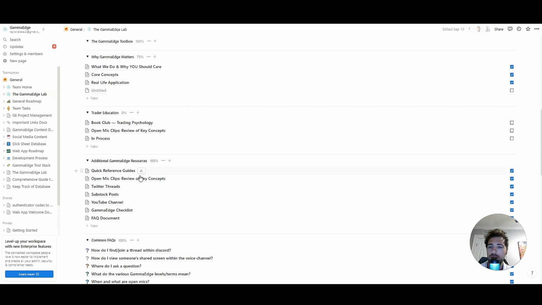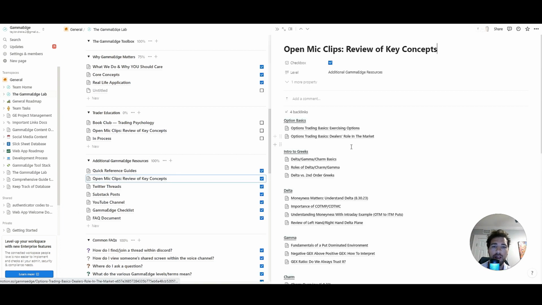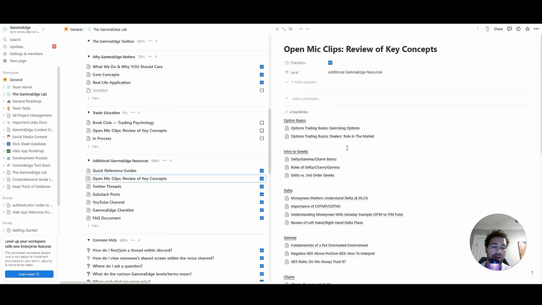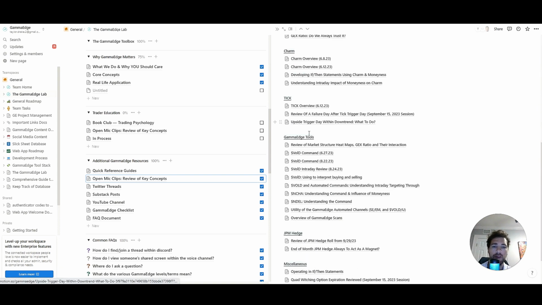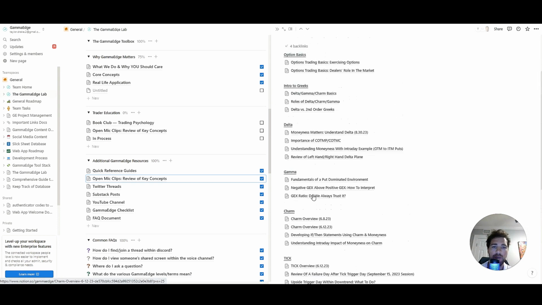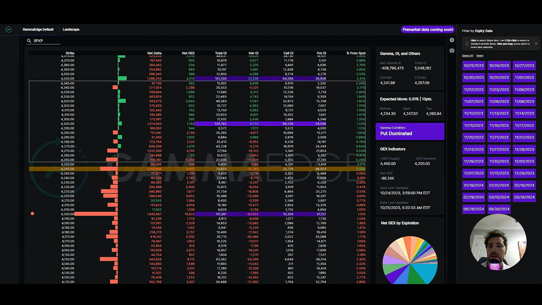Last thing before we get into it: within the GammaEdge lab, under additional resources, there is a section called Open My Clips. There's probably over 30 videos now of various clips that we've taken from open nights, on different topics I haven't categorized. So you can look at commands, miscellaneous, if-thens, JPM things, delta, gamma, all that stuff. Check it out if that's of interest. So with that, let's get into it.